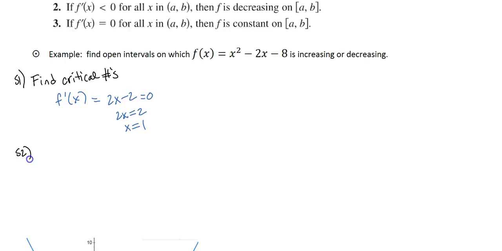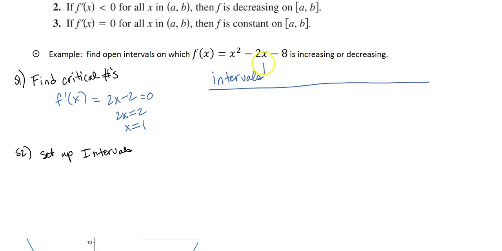Step 2, I'm going to set up my intervals. Now I'm going to actually do this in a chart off to the side so you can see what it looks like. So I'm going to pick intervals, and the boundary point for my intervals is going to be at 1. So that means that I have two intervals because the domain of this thing is all real numbers. So the division happens at 1.